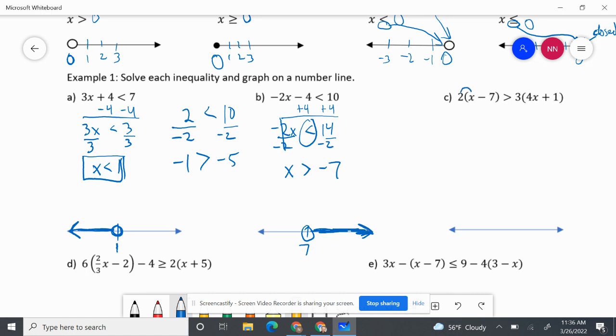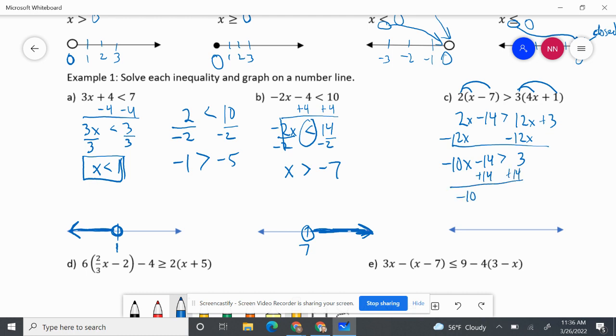For letter C, I'm going to distribute the 2 to each of the terms. 2x minus 14. I'm going to distribute the 3 to each of the terms. That gives us 12x plus 3. I like the x's to be on the left-hand side when I'm solving for inequalities, so I'm going to subtract the 12x. And that gives me -10x minus 14 is greater than 3. I'm going to add the 14. I get -10x is greater than 17.